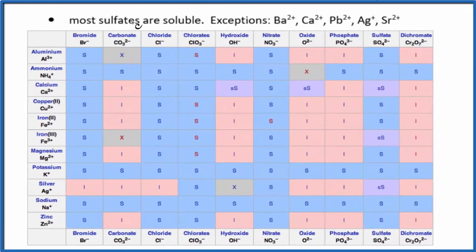Just a few more rules. Most sulfates are soluble. So here's the sulfate ion, and as you look down, we have mostly S. We do have some SS. That means it's slightly soluble. We treat that as insoluble. So if we look at the exceptions here, calcium, we go across, that's slightly soluble. If we look at silver, right here, we go across, that's slightly soluble as well. So in general, when we look at the sulfate ion, it's usually soluble with a few exceptions. I'd remember calcium, silver, and lead.